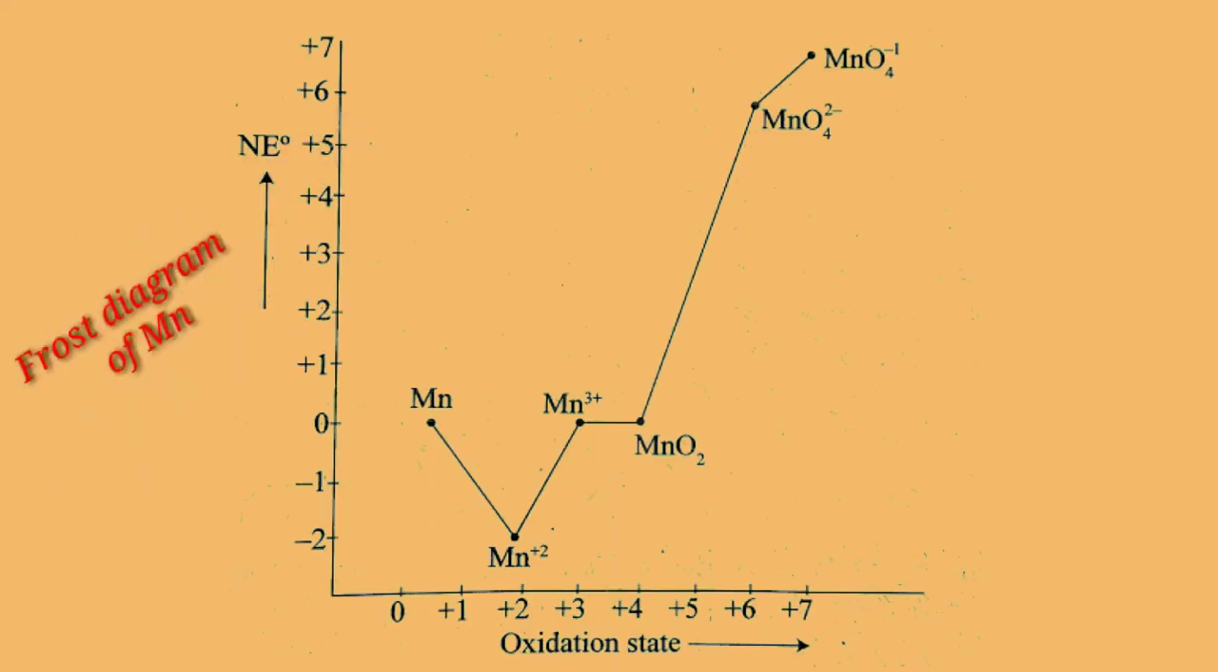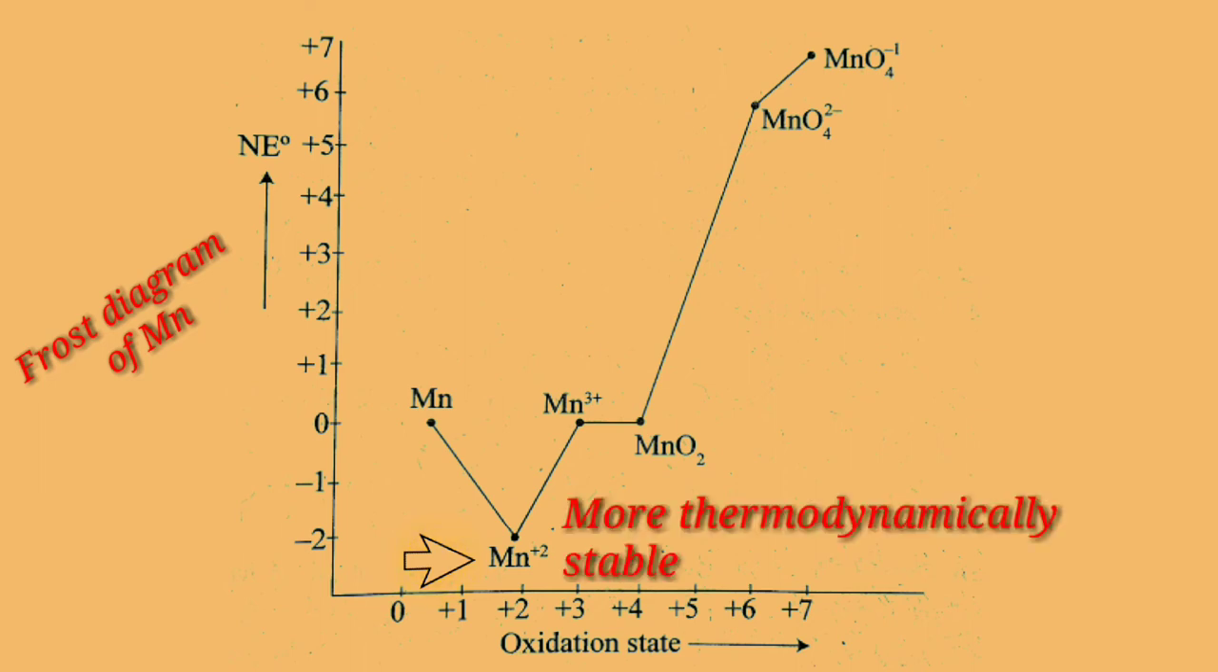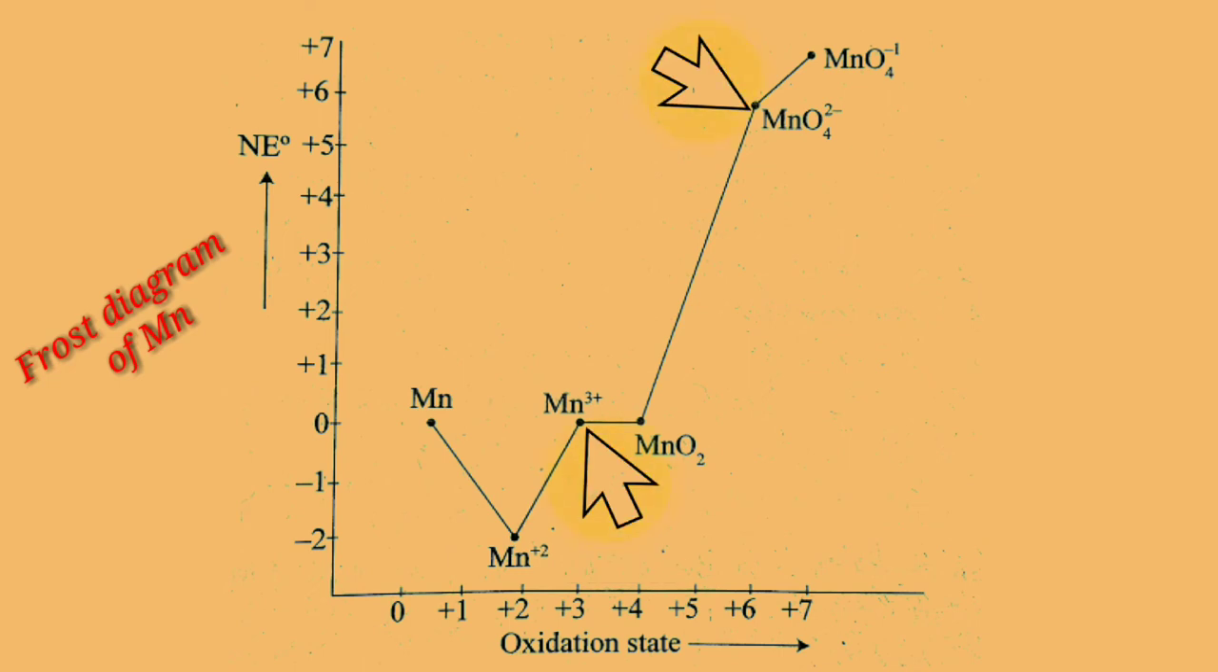The following inferences can be drawn from the Frost diagram of manganese. First is, the lower a species is present on the diagram, the more thermodynamically stable it is. Thus, Mn+2 is the most stable species. Second, a species located on the convex curve can undergo disproportionation. Thus, MnO4- and Mn+3 have a tendency to disproportionate. Third, the species on a concave curve shows no tendency towards disproportionation.